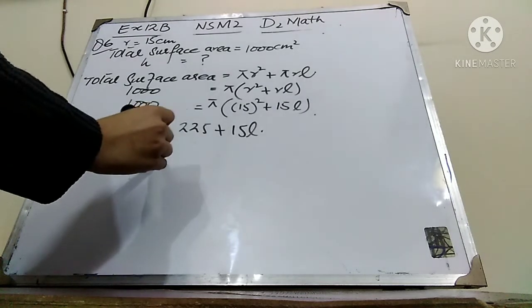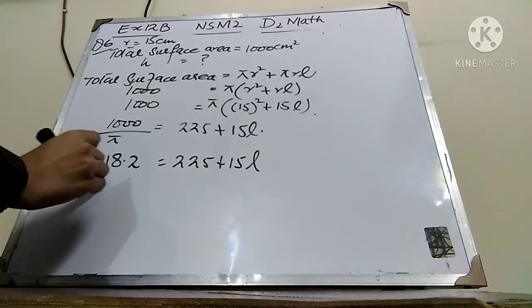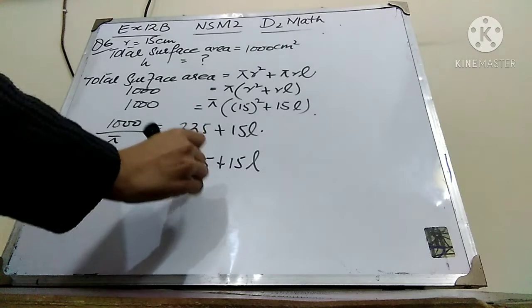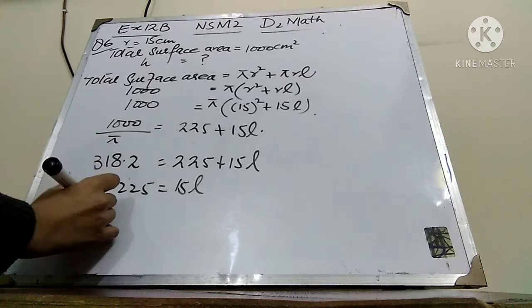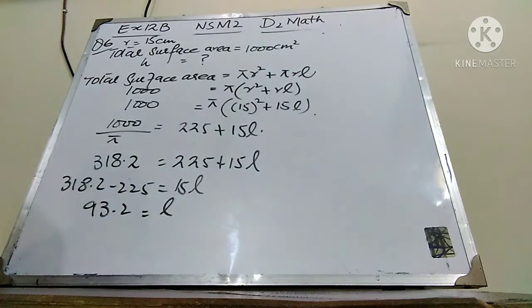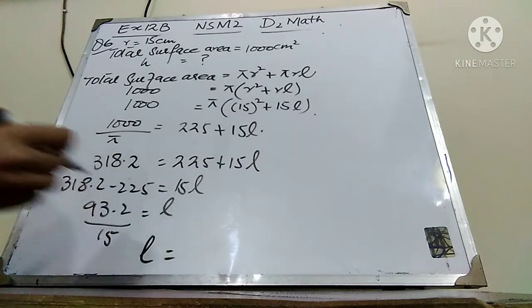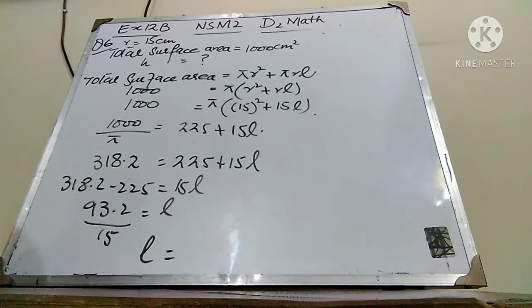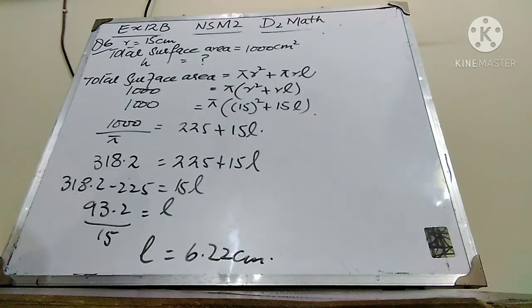So 225 plus 15 l. 225 is adding over here, and it will come to this side and subtract. So 15 l will be left. When I subtract 225 from it, I will get 93.2 equals 15 l. Now 15 is multiplying with l, and it will come to this side and divide. So l will be equal to 93.2 divided by 15, which is 6.22. So this is your length, the slant height of the cone.